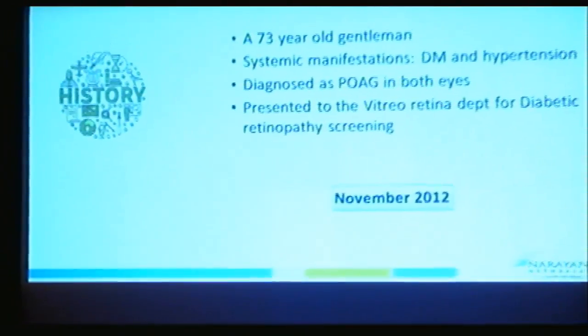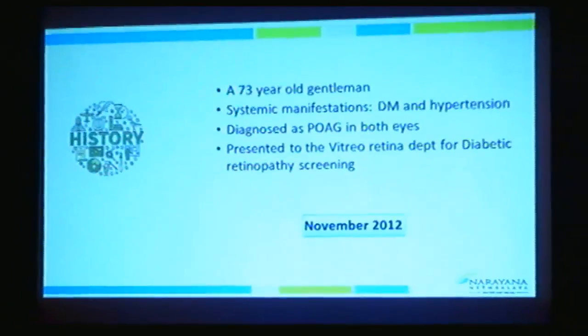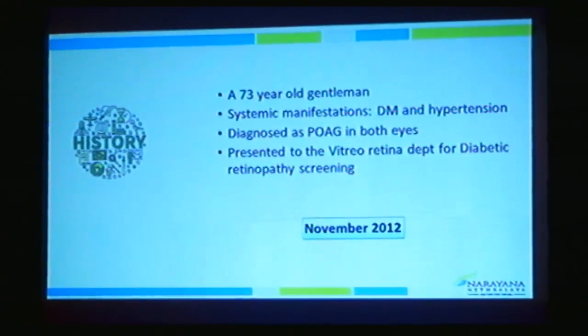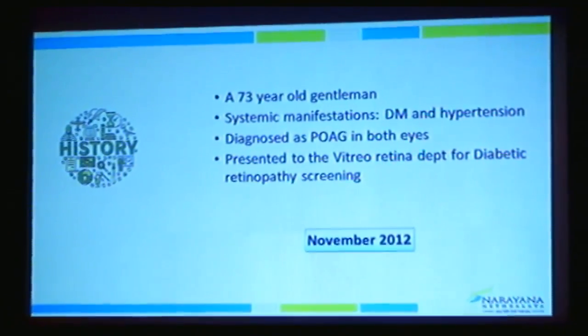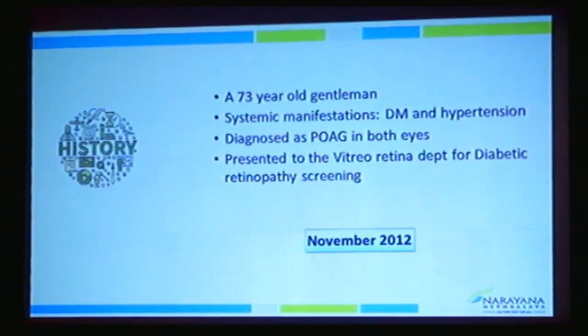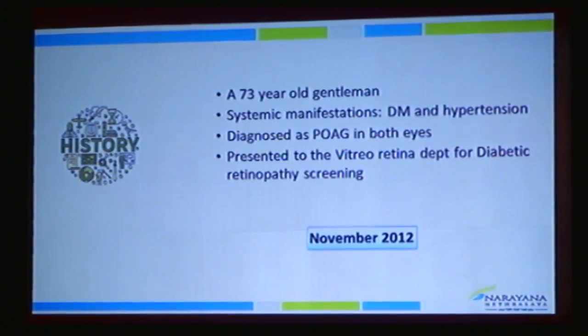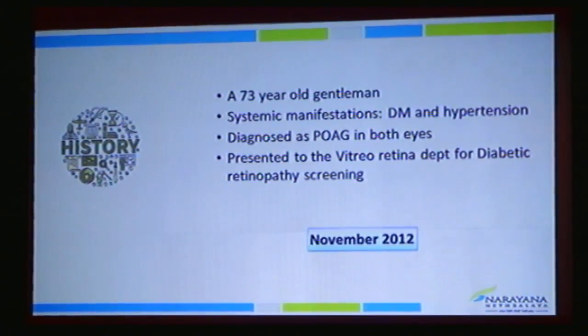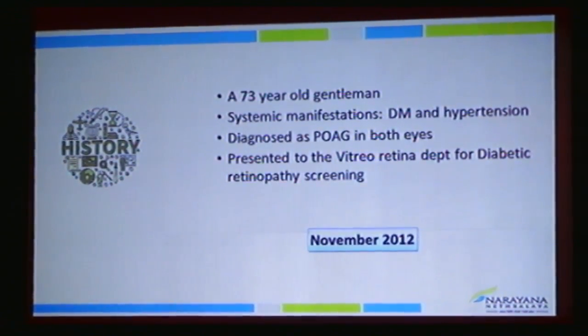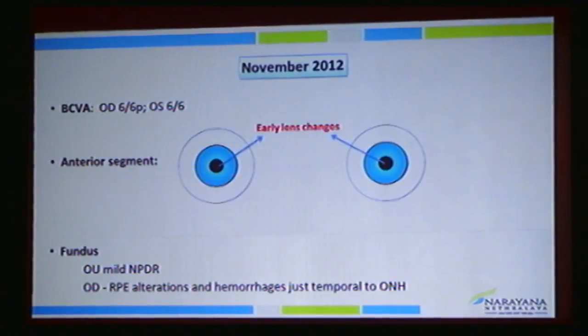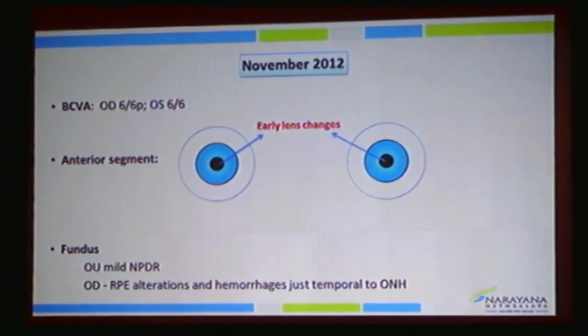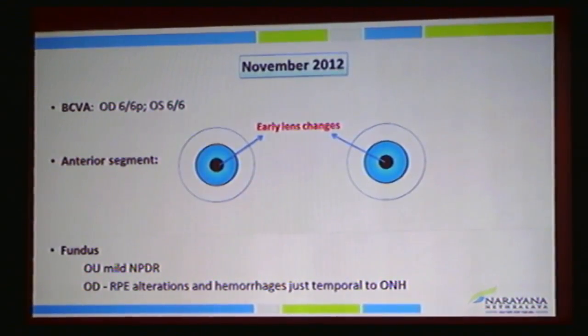So coming to the first case, it involves a 73-year-old gentleman who has been coming to our hospital since early 2012. He was being seen at the glaucoma department where he was diagnosed with primary open-angle glaucoma and put on treatment for the same. He presented later in November 2012 to our department, basically for diabetic retinopathy screening. His best corrected visual acuity at that point of time was 6/6 in the right eye and 6/6 in the left eye.